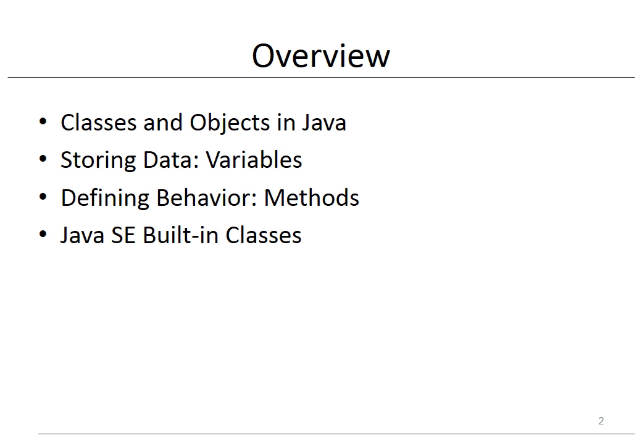We will start by thoroughly explaining the difference between classes and objects, two key concepts in object-oriented programming. We will then zoom into both variables and methods, which together make up a class definition. The chapter will conclude by discussing some interesting Java SE built-in classes which may come in handy as you start to develop your first Java applications.